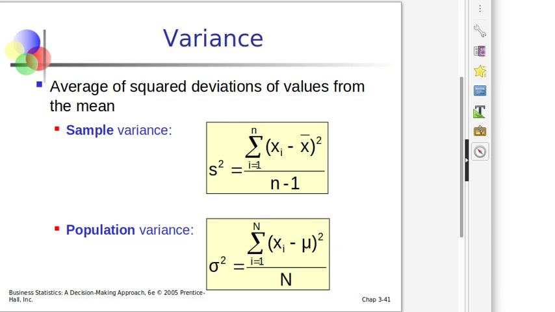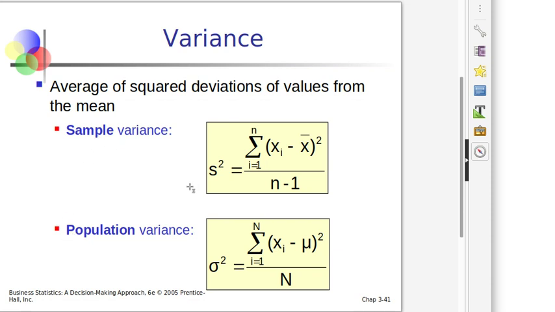Now, variance. Variance refers to the average of squared deviations of values from the mean. The average of the squared deviations, if the numbers are squared, that is, if they are multiplied by themselves, the average of those refers to the variance. Now, there are two kinds of variance: sample variance and population variance.